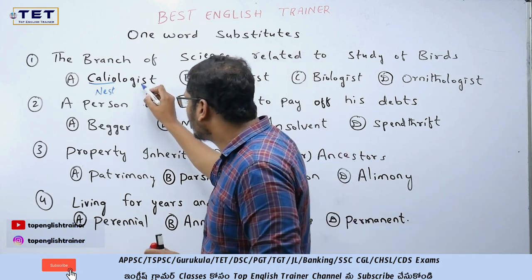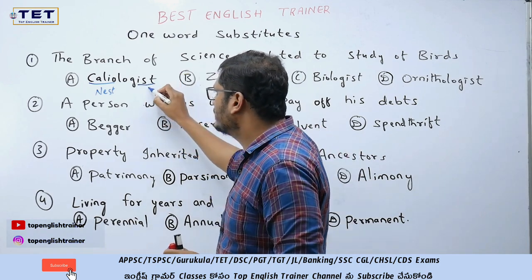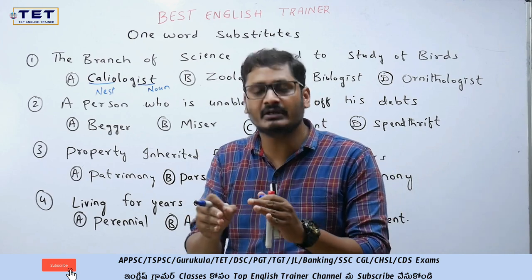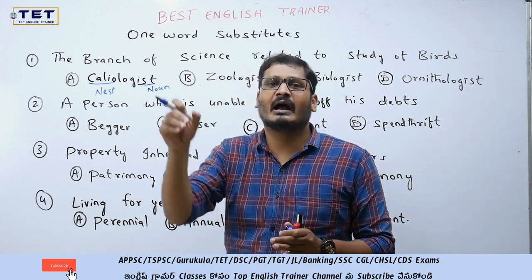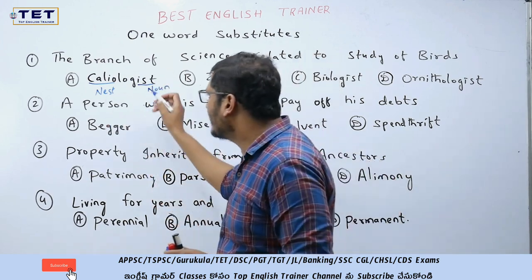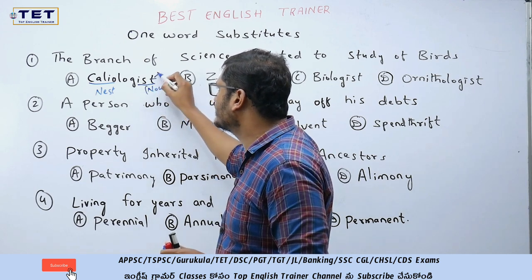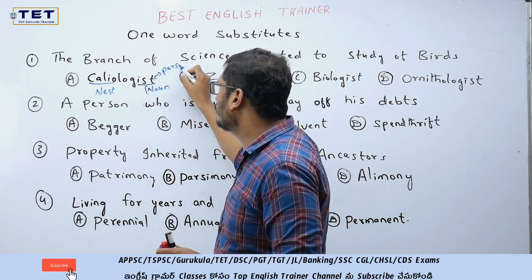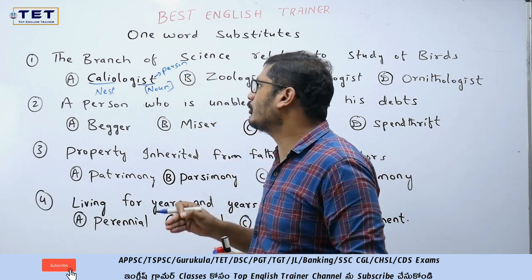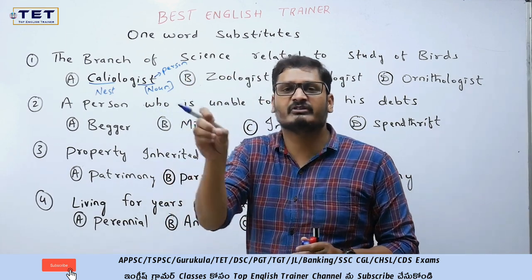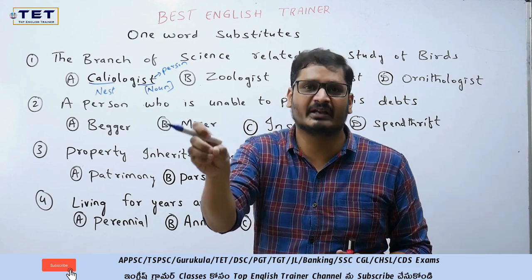Whenever you come across a word ending with IST, very simple, it is a noun. So very simply, we will see a word at the suffix. If it is ending with IST, the literal meaning of that is a person, and that would be altogether a noun. So Calliologist is altogether a person who is well versed with the study of the bird's nest.